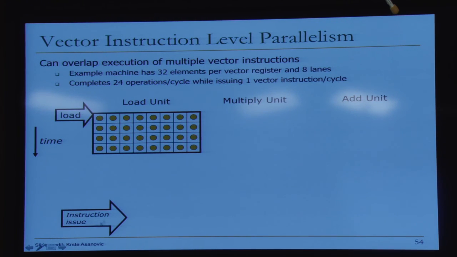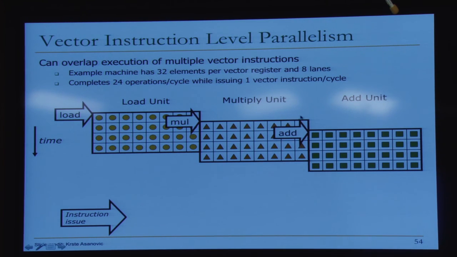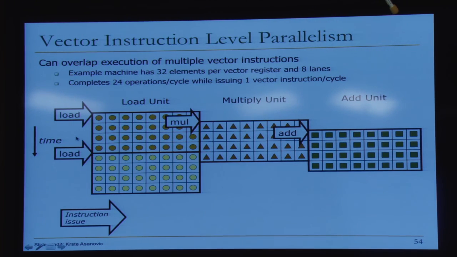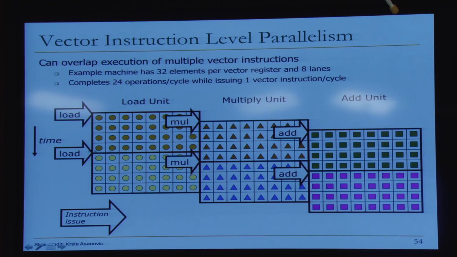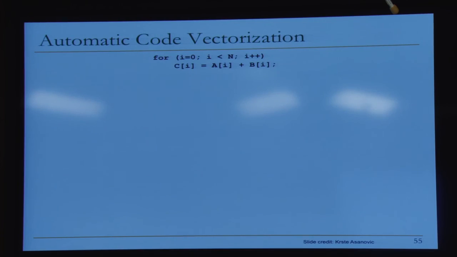You basically issue the load. That's the instruction issue. It completes in 4 cycles, and now you can have 8 operations in parallel. In the next cycle, you can issue the multiply, which may or may not be dependent on the load. In the next cycle, you can issue that. So at the steady state, you have 24 operations per cycle going on with 8 lanes, because each lane has 3 functional units, right? Load, multiply, and add. It's simple, right? Hopefully.